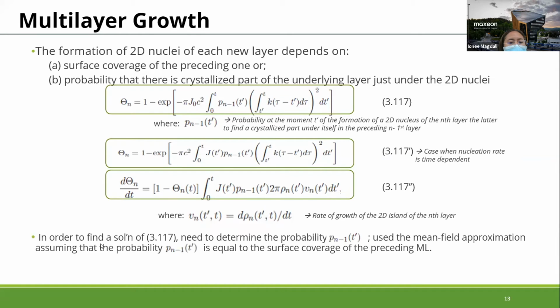So in order to find a solution of equation 3.117, we need to determine the probability rho n minus 1 times t prime, and here we often use the mean field approximation, assuming that the probability is equal to the surface coverage of the preceding monolayer.